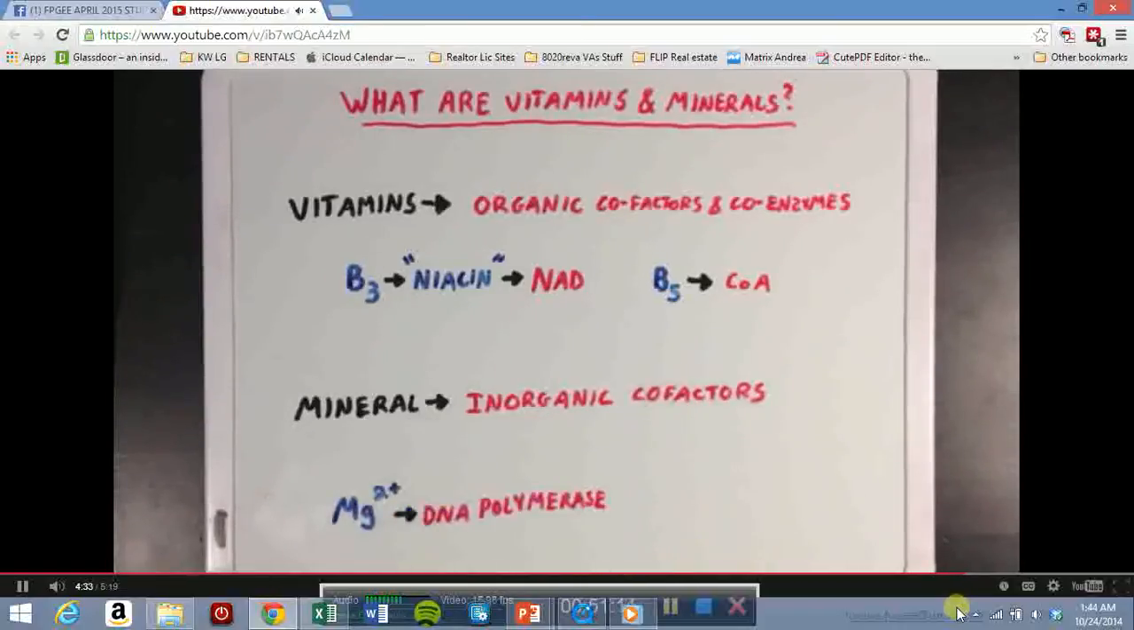Now, not all minerals act only as cofactors. Some minerals, like calcium, which can act as a cofactor, is also a critically important component of bone and teeth. And it doesn't strictly act as an enzyme cofactor here. It's actually an important part of the structure itself.